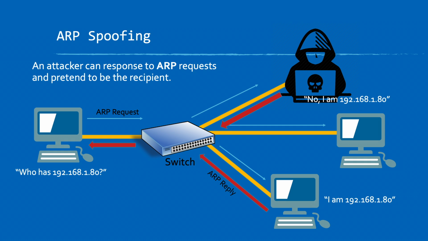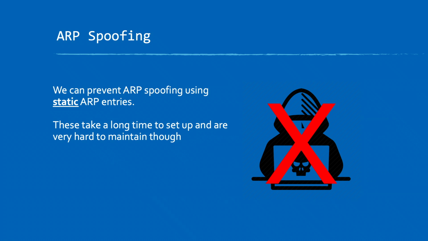Now, how do we mitigate against ARP spoofing? We can prevent ARP spoofing by using static ARP entries. By sending out the ARP requests, as we talked about, these create dynamic ARP cache tables on our computers. And they last for a certain amount of time, and then after that time, they have to refresh those caches. With a static entry, it will always be the same.